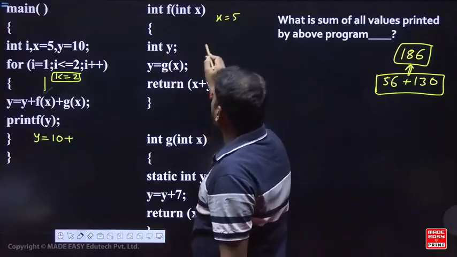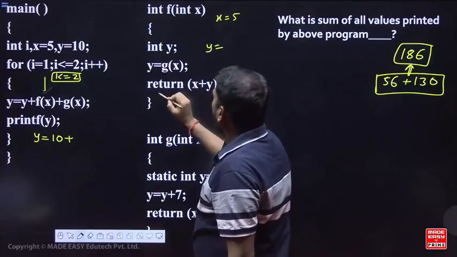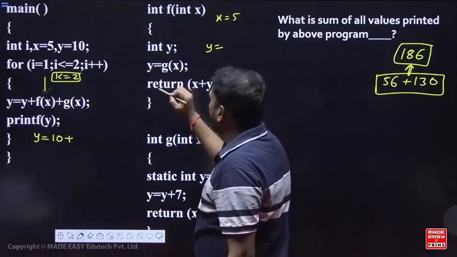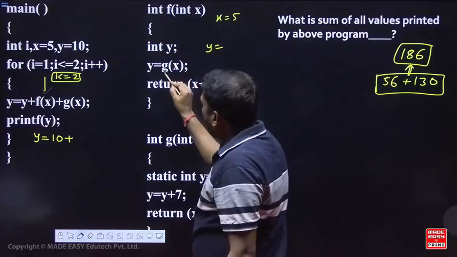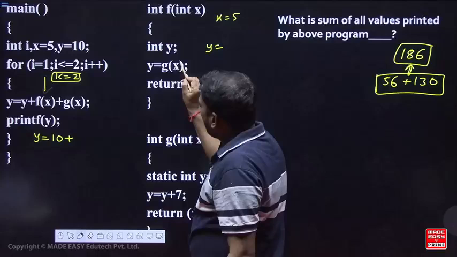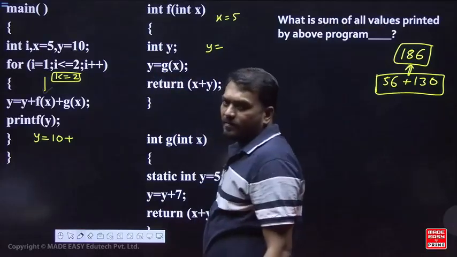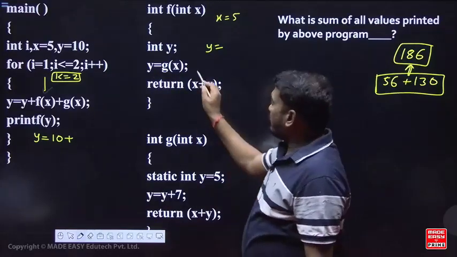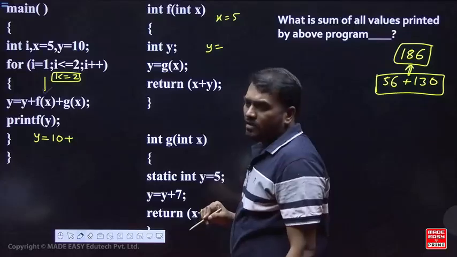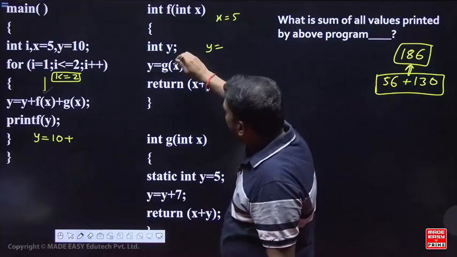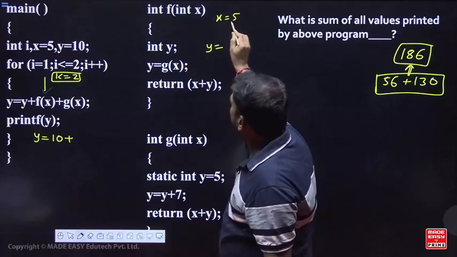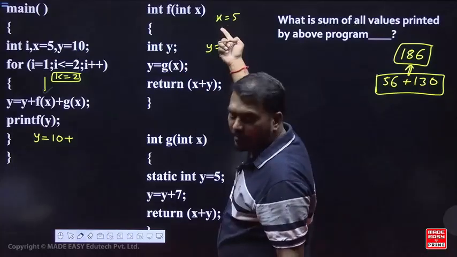Next, integer y. Again you are declaring integer y, and y equals g of x. You are calling the g of x function. Whatever value is returned by g of x is assigned to variable y. In g of x, what is the x value you are passing? What is the x value in this function? It is 5.